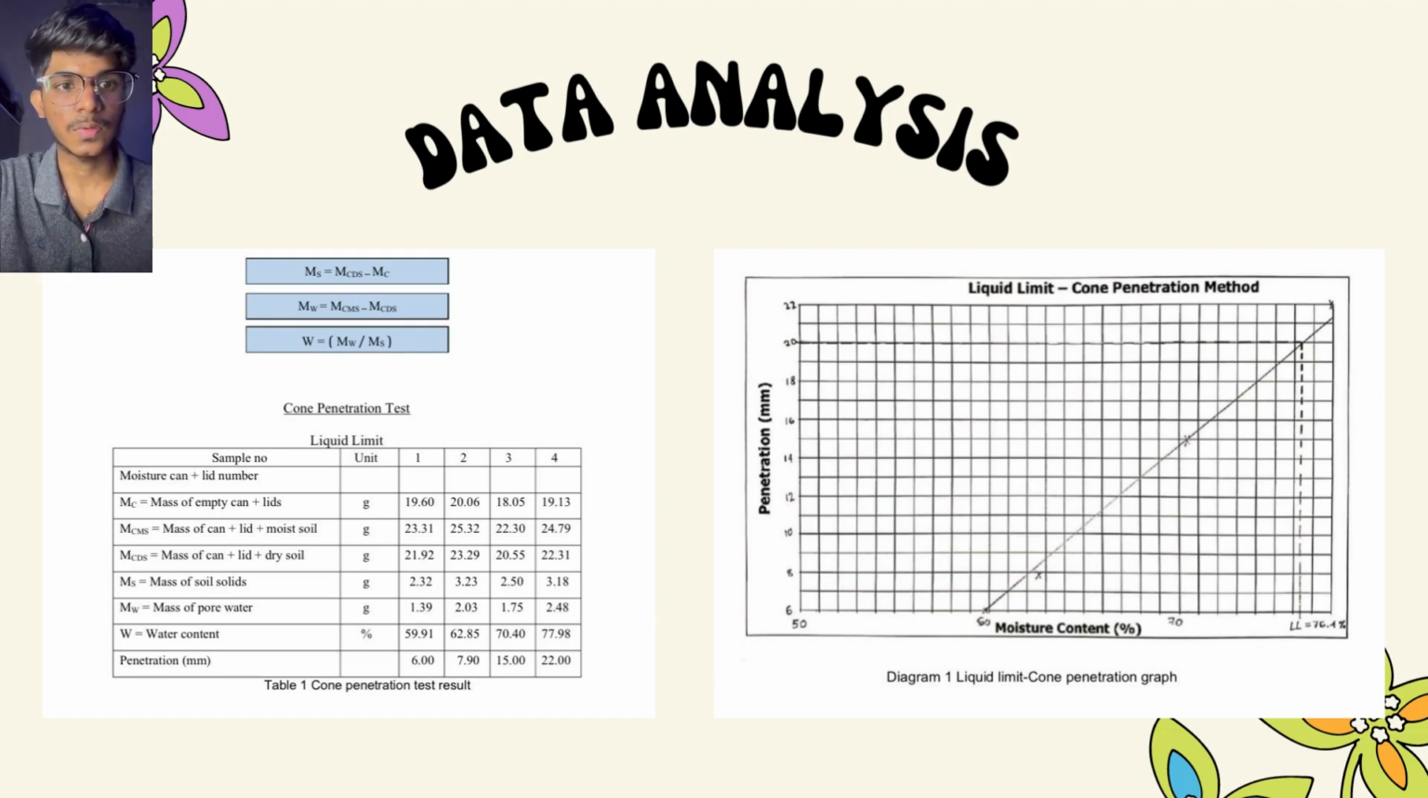Lastly, we will get the penetration value in millimeters as well. For the second one, you can take a look, there is a graph that we should plot with the values that we gained from the data analysis that we have done. So we should plot the graph as shown in that picture. This is the diagram which shows the liquid limit cone penetration method graph. So that's all for me. I will pass to my next teammate to explain their part. Thank you.